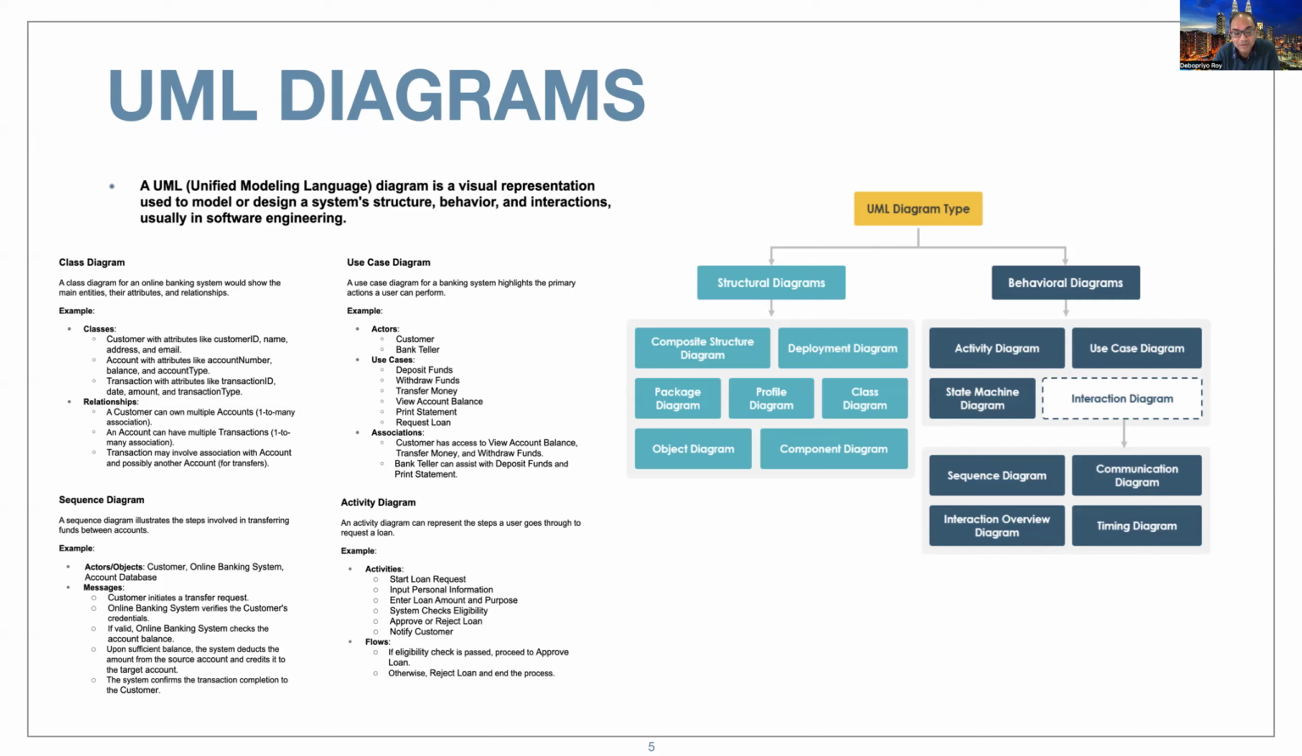And the activity diagram shows how a user goes through the steps to request a loan. So if you're asking for a loan from a bank, what's the online procedure? Okay, you start a loan request, input personal information, and so on. The sequence diagram shows the steps involved in doing a particular activity like transferring funds between accounts, and an activity diagram also shows the steps that the user goes through to request a loan.